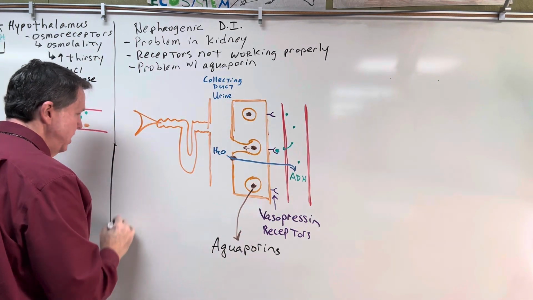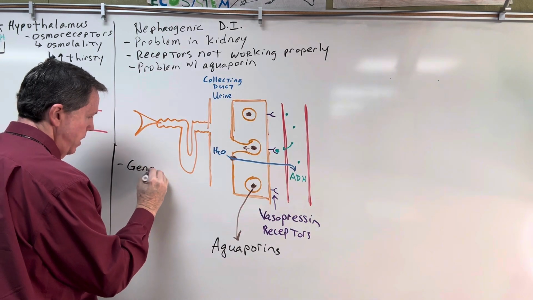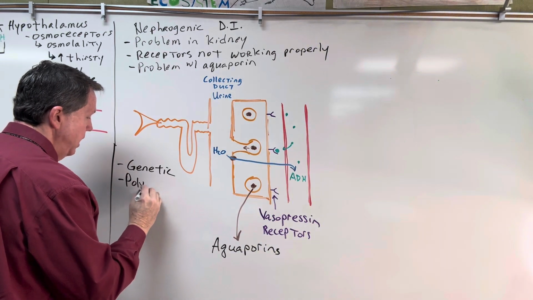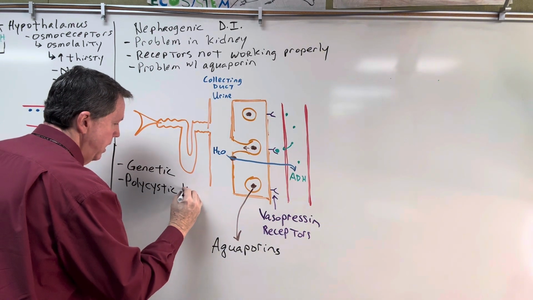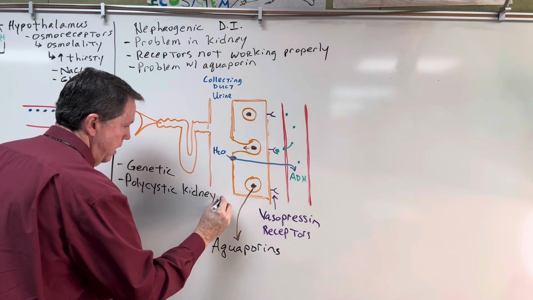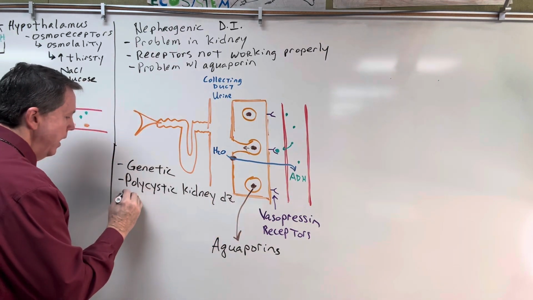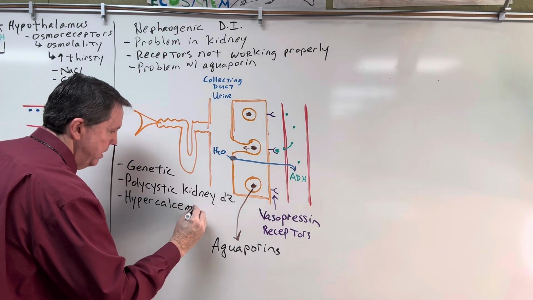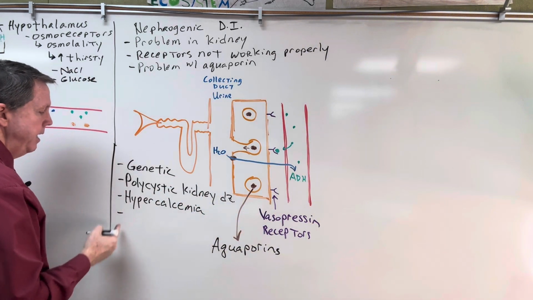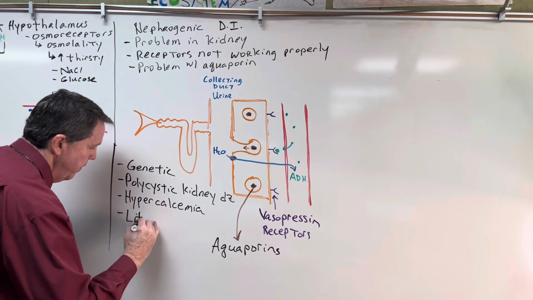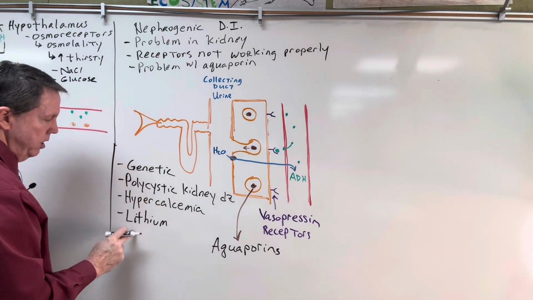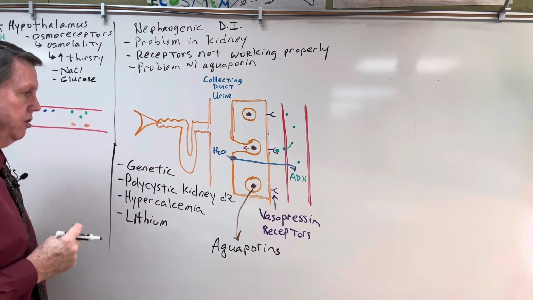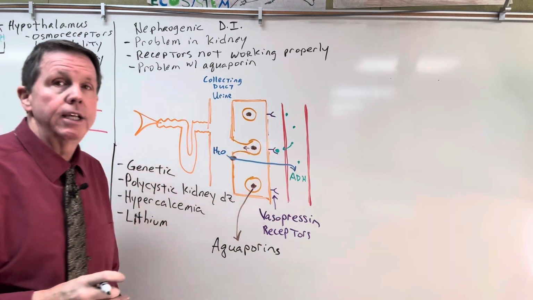So what can cause this? Well, it can be genetic. This goes for either of these two problems. It could be genetic. Somebody could have polycystic kidney disease. Remember, DZ stands for disease. They could have hypercalcemia. Too much calcium in the blood will cause this also. And then the other thing that can happen is they could have an increase in lithium. They might be taking medications that increase the amount of lithium, which can actually cause this. So there's some problems there, but again, this problem is taking place down here in the kidneys.